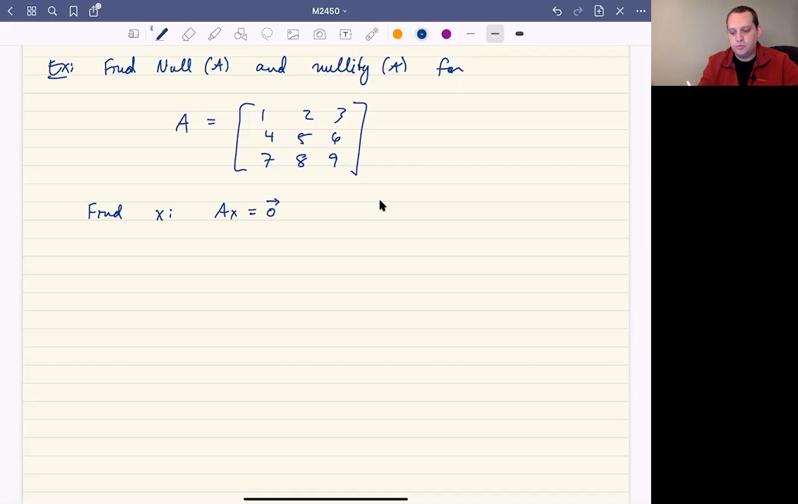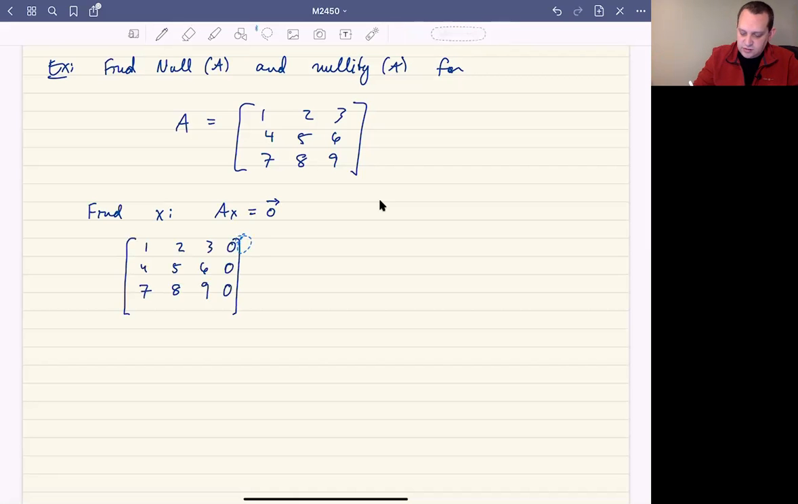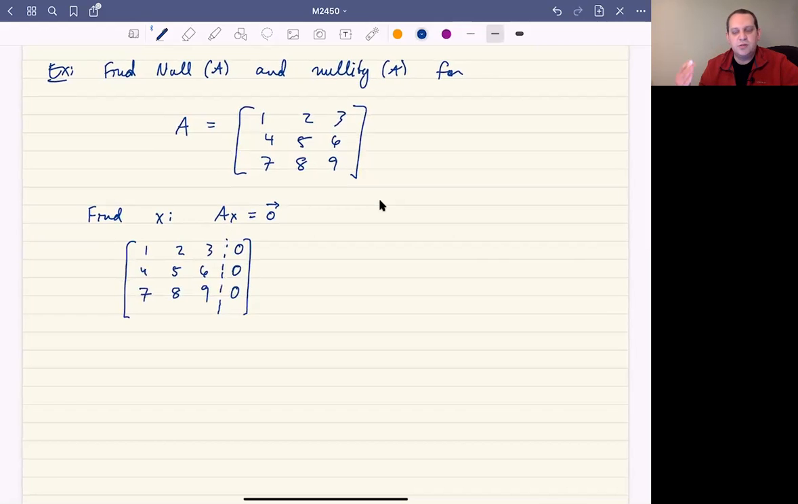There are a few different ways that we could do this, but what we could do is write this as an augmented matrix, where you augment the coefficient matrix, 1, 2, 3, 4, 5, 6, 7, 8, 9, with the constants, in this case 0, 0, 0. Let's make this a little prettier. Put our dotted line. And what we want to do is simplify this as much as possible.